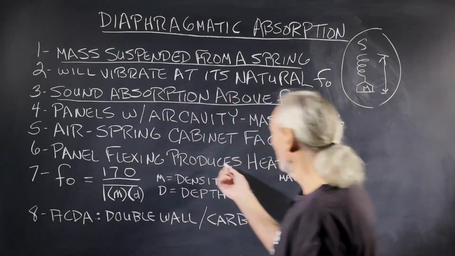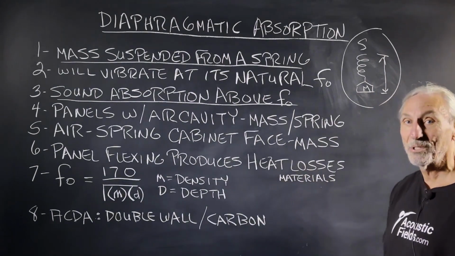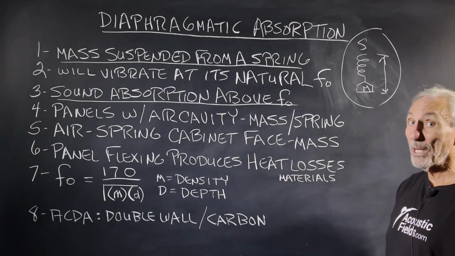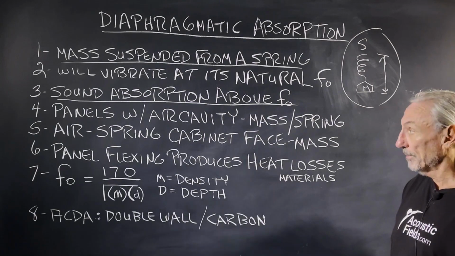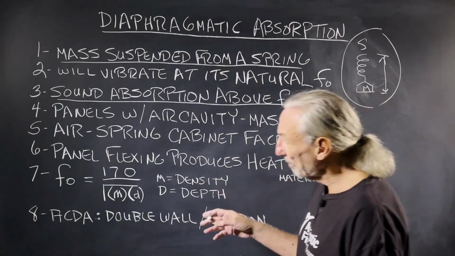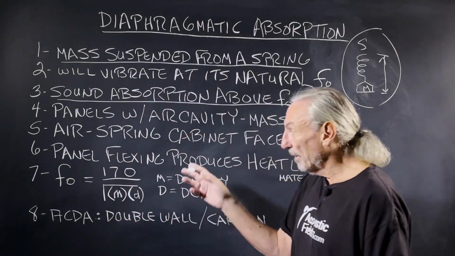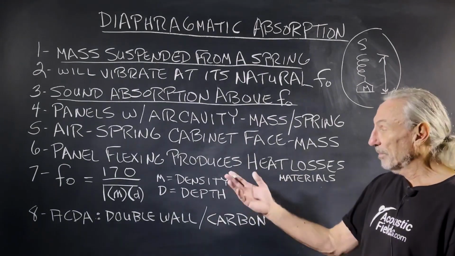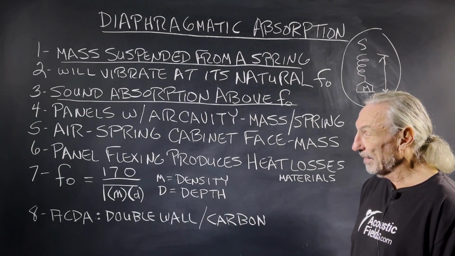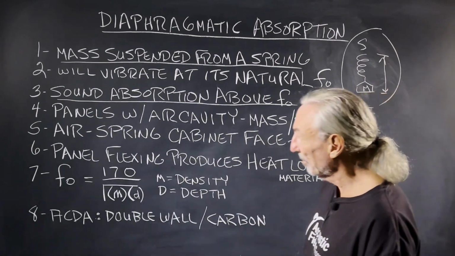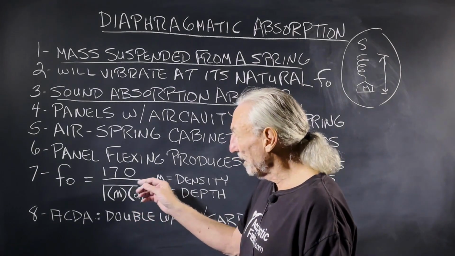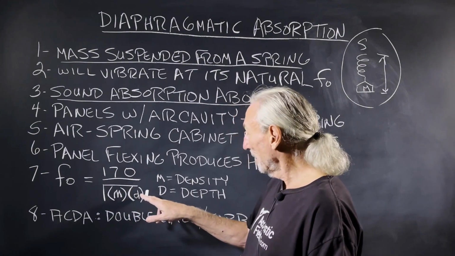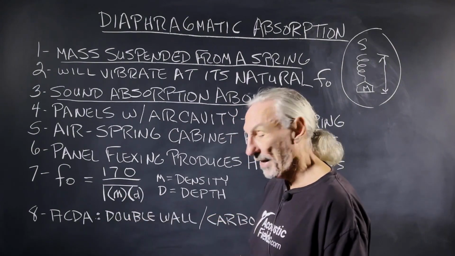So the panel flexing produces heat loss in the materials inside. That's our standard energy transformation process. That's how we get absorption. We also get absorption when you use building insulation, okay? So the thing we have to realize is that diaphragmatic absorption, resonant frequency, can be calculated with a formula. Somebody spent a lot of time working up this formula, and it's wonderful. And sometime we should probably go into it, but I think it's a little bit beyond the scope of what we're interested in. Resonant frequency: 170 is the constant. Mass, right? Density over depth of the cabinet.